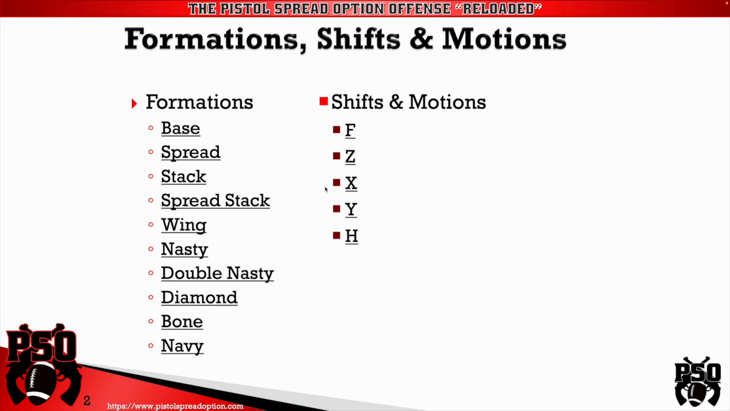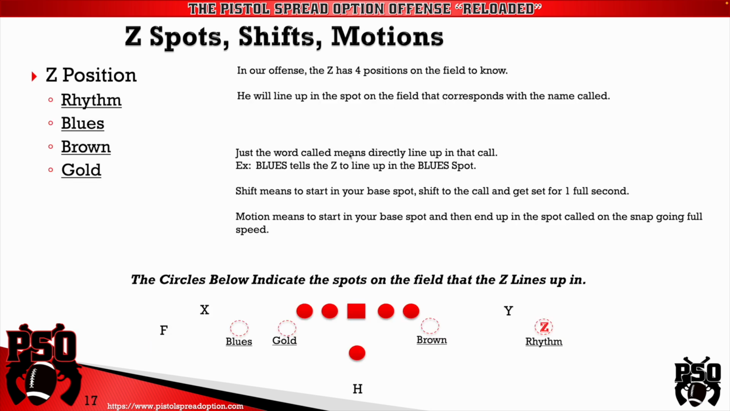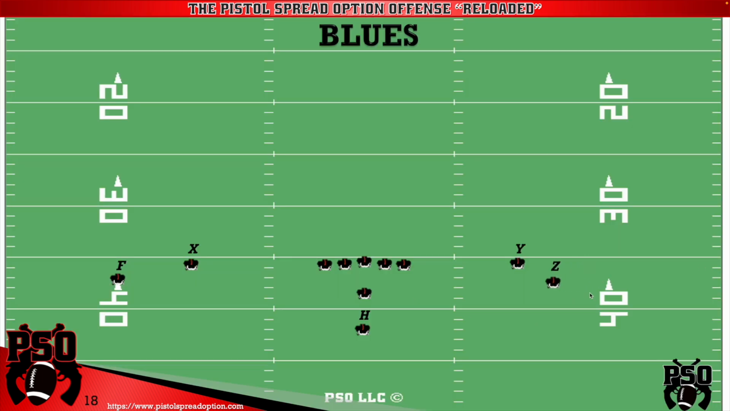Last but not least, we have motions. So I'm going to use the example from a Z. So I'm going to go into my spread call. I'm already in spread. I might give a spread blues call. And in this case, I'm going to motion blues. So what that means is I don't have to get set for a full second like I do in a shift, but I'm going to motion to blues. So my Z, this is a base blues. He's going to motion across into his blues position. Would it work the same way from a spread? Absolutely. He would just be lined up in the slot and then motion over so he can continue to move on the snap. And that is the difference between our shifts and our motions. Our shifts, you have to get set for 1 full second, and our motion, you can move at the snap.